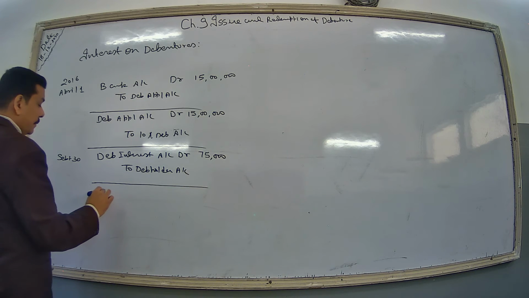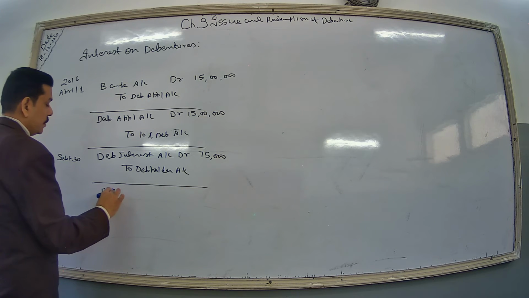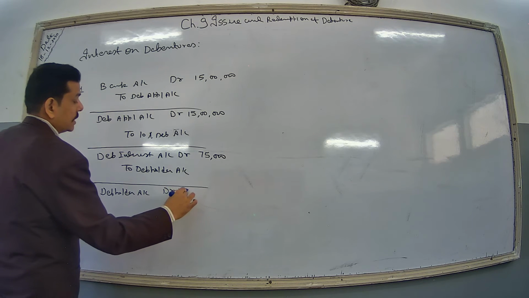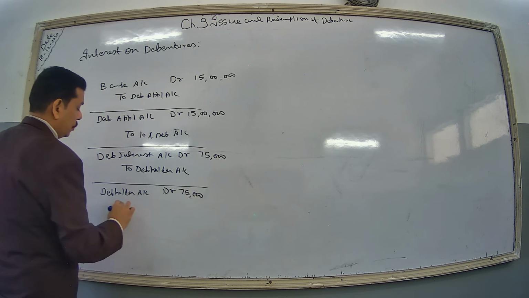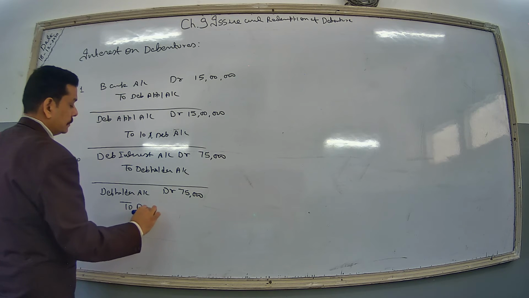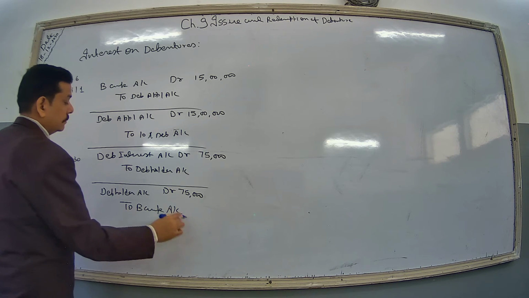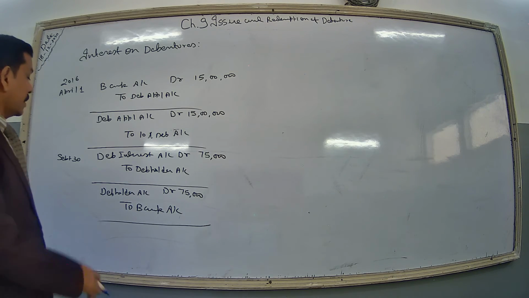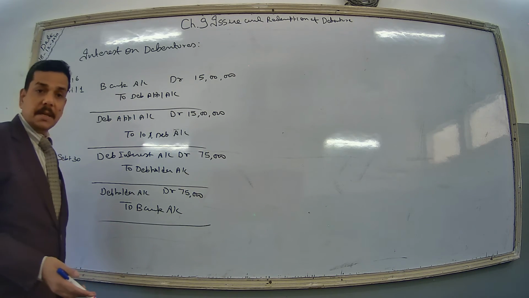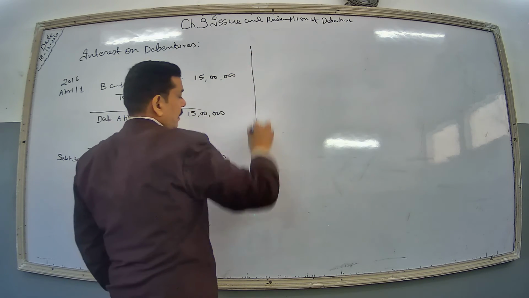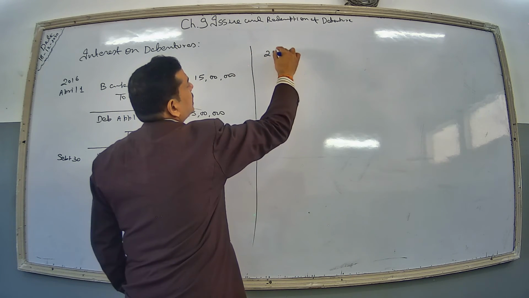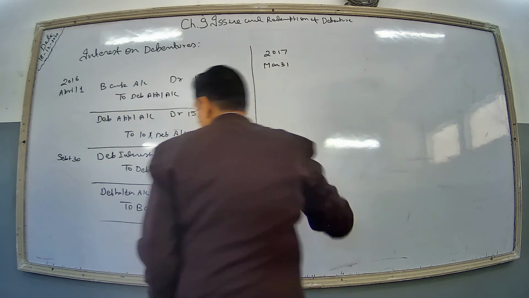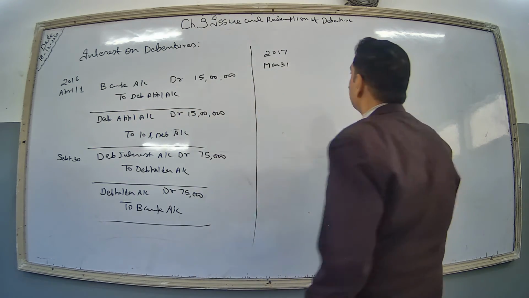Clear? Again, when paid, debenture holder account debit 75,000 to bank account. Clear? Being the interest paid to debenture holder. Now the same entry we will pass on 31st March. So here now the year has changed. So 2017 March 31st.